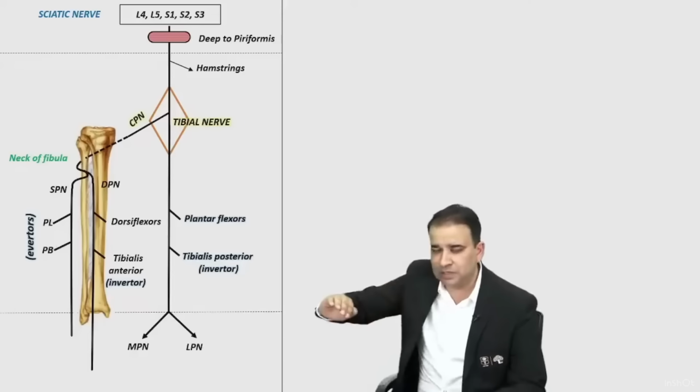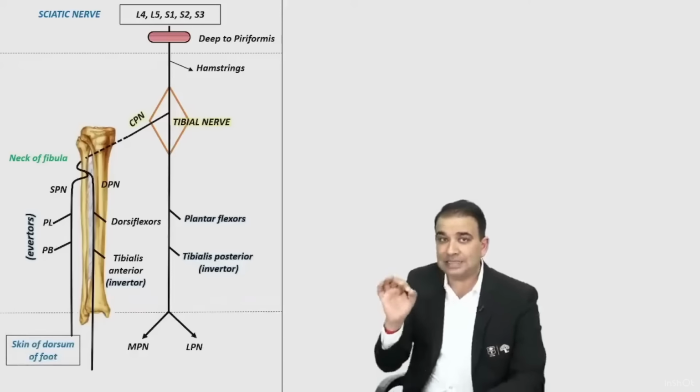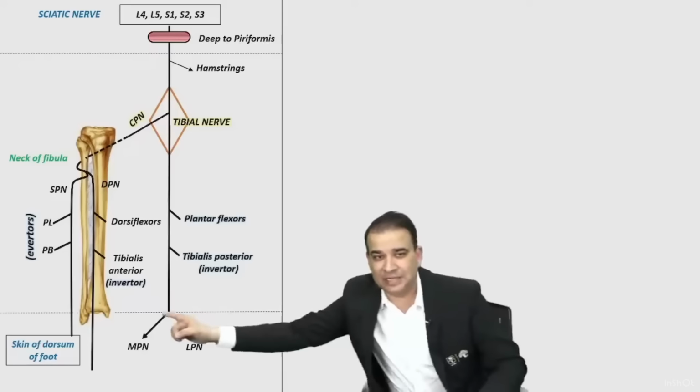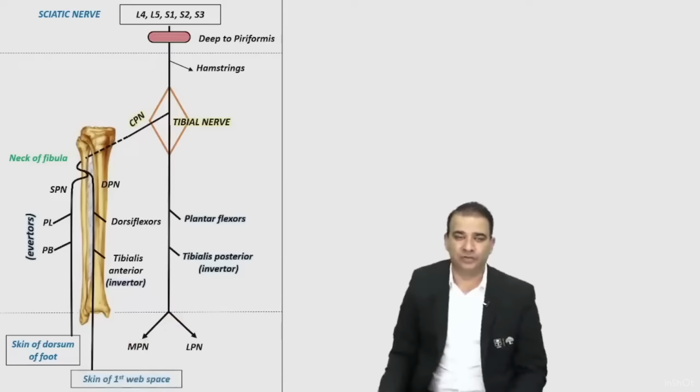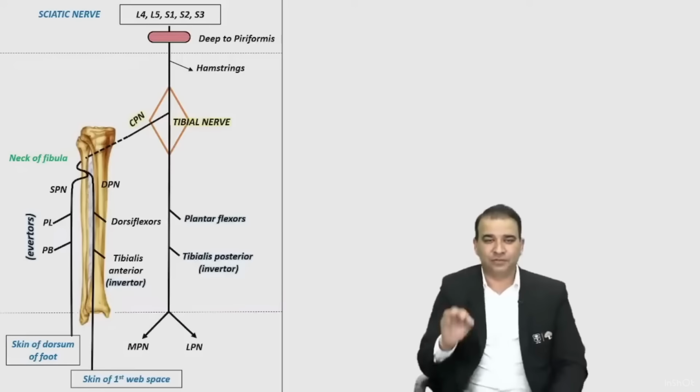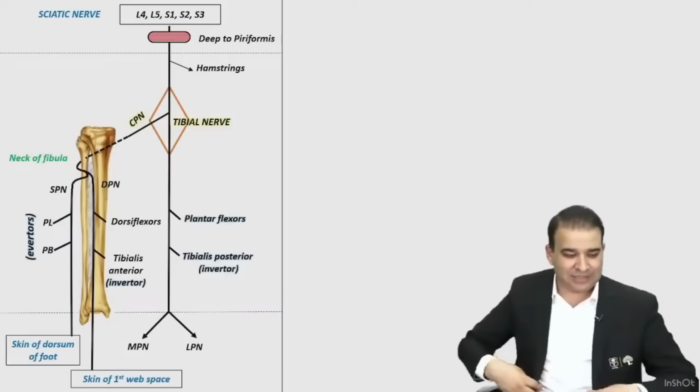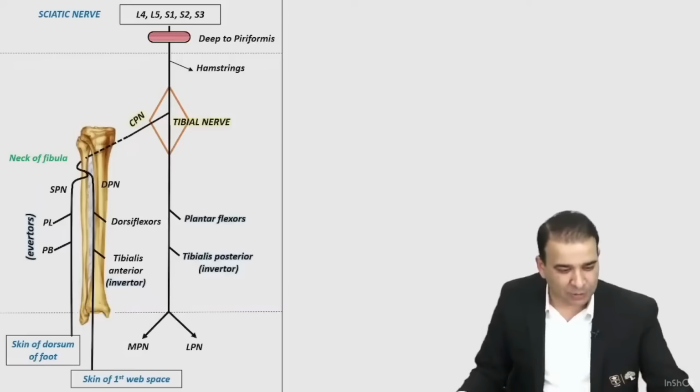Majority of the dorsum of foot is supplied by superficial peroneal nerve, except the first web space, guys. The first web space is supplied by the deep peroneal nerve. The deep peroneal nerve supplies the skin of the first web space. It supplies the skin between the first and the second toes, फर्स्ट एंड सेकंड डिजिट के बीच में सप्लाई करता है.